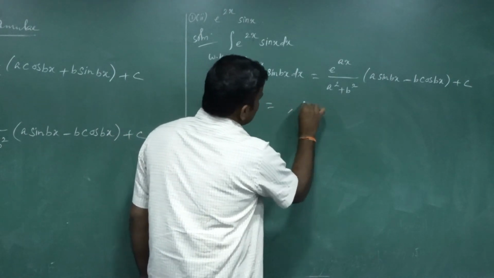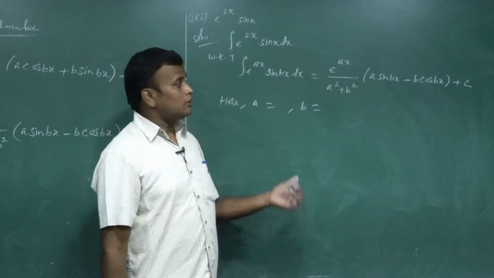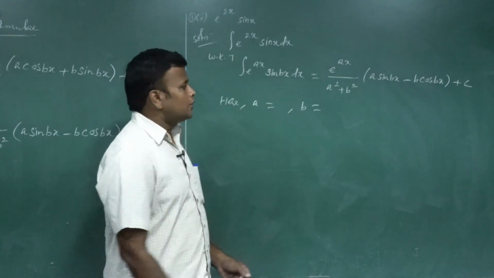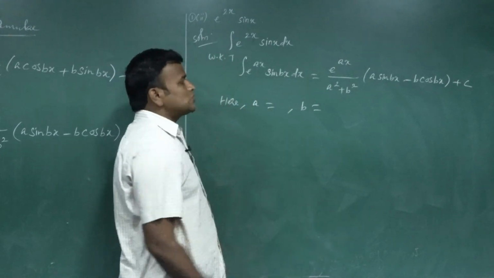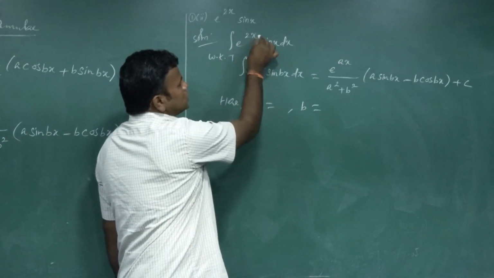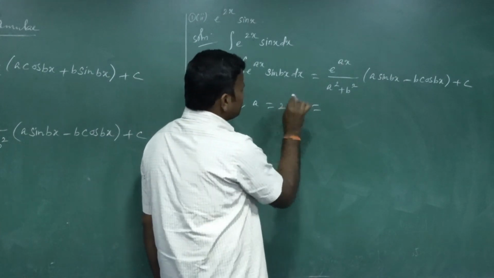In place of a and in place of b, which numbers occur? Do you identify what numbers occur here? In place of a, 2 is there. e power ax is there, e power 2x is there. So in place of a, 2. So the value of a is 2.